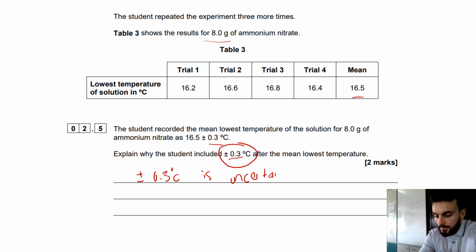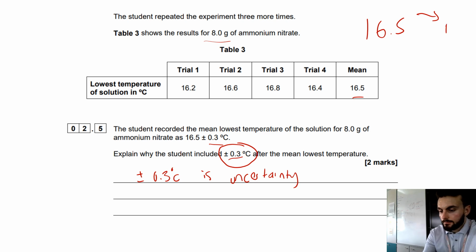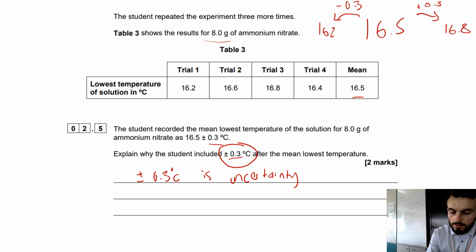So when we are doing this, to work out the uncertainty, all you need to do is it's either you can do half of the range, or it's the range around the mean. So if we do that up here, so the mean is 16.5, going up to the biggest number is 16.8, so that's plus 0.3, and then if we go down to the smallest one, which is 16.2, that's down 0.3. So that's all the uncertainty is, the range from the mean.